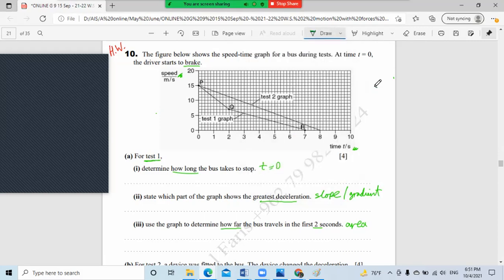Now what do they ask here? Determine how long the bus takes to stop. As you can see for test 1, from P to Q, then from Q to R, it took the bus how many seconds? Exactly 7 seconds, 7.0 seconds, 2 significant figures.